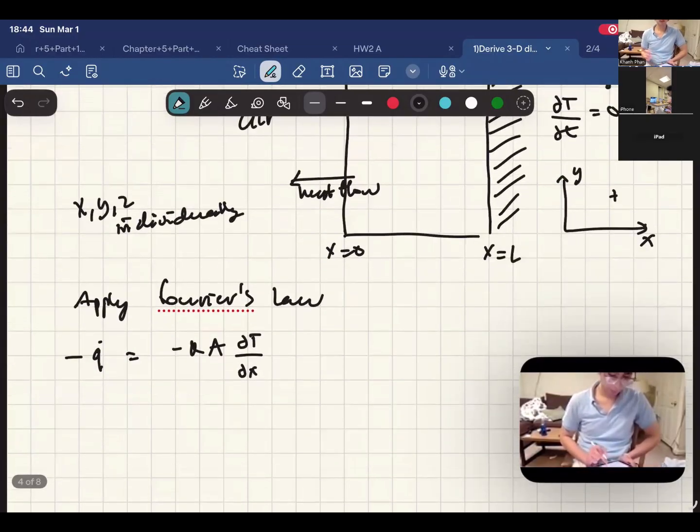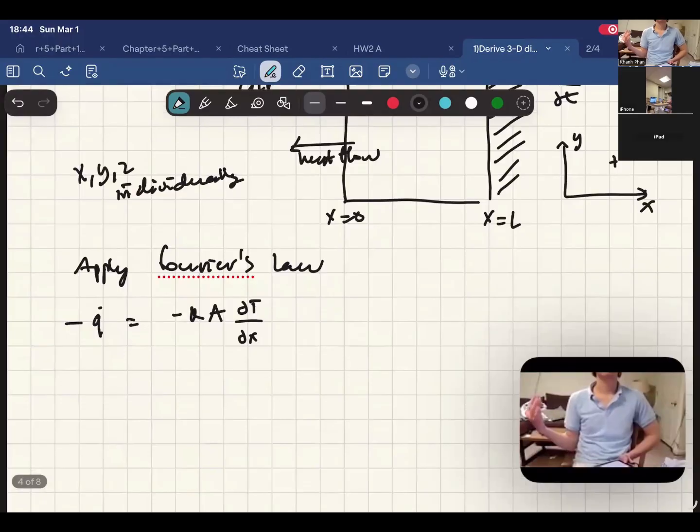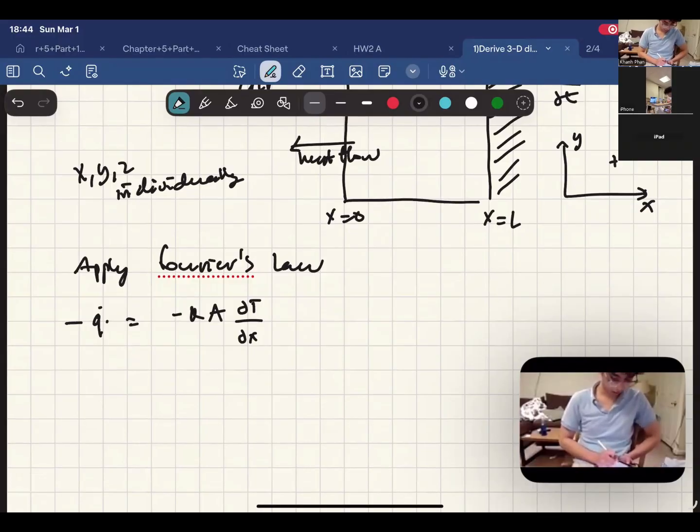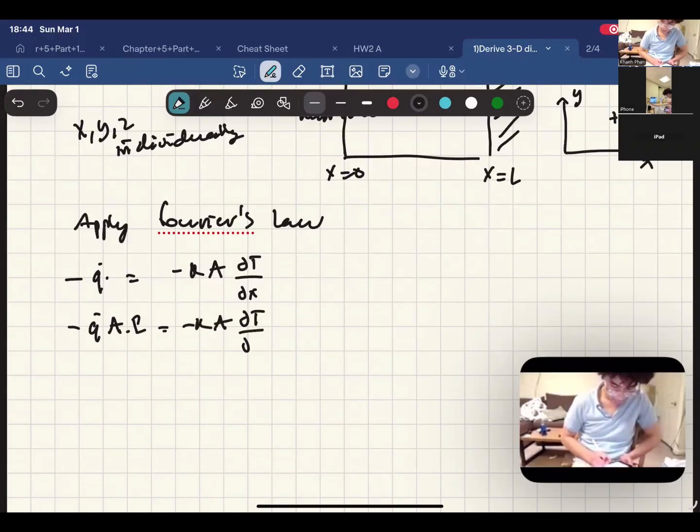So when we talk about heat storage or heat flow in a 3D model, we have to take volume into account. So we have to multiply the heat flux by the volume, so we would be able to find the amount of heat stored per volume. Okay, so we can have negative Q A times L equal to negative K A dT dx.